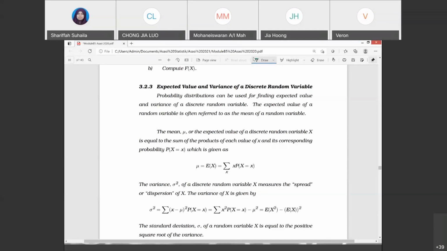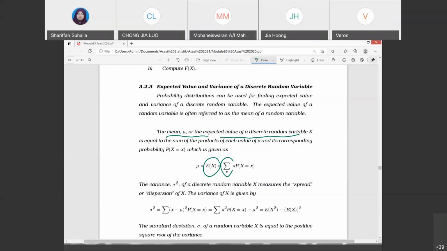Okay, expected value and variance of a discrete random variable. Expected value tu maksudnya dia punya mean dia. Expected value ni kita punya simbol dia adalah E(X). The mean mu or the expected value of a discrete random variable X is equal to the sum of product of each value and its corresponding probability.